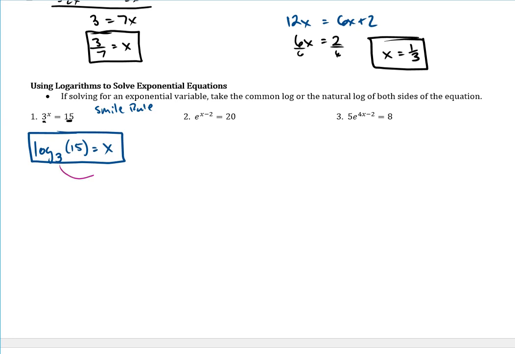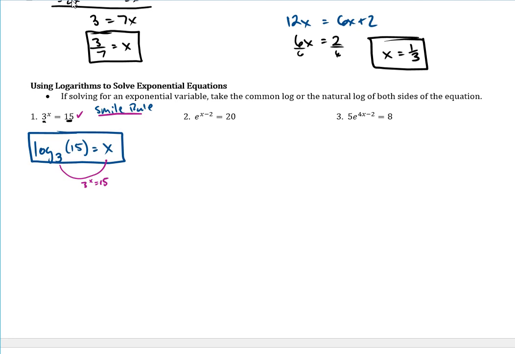Okay, and a very quick check in the purple. 3 to the x is 15. So there's the smile rule shown a little better in the purple, and that's what we started with. So yeah, it's good. So that in the blue is the final answer. It's done. So these logs actually make these problems go fast.